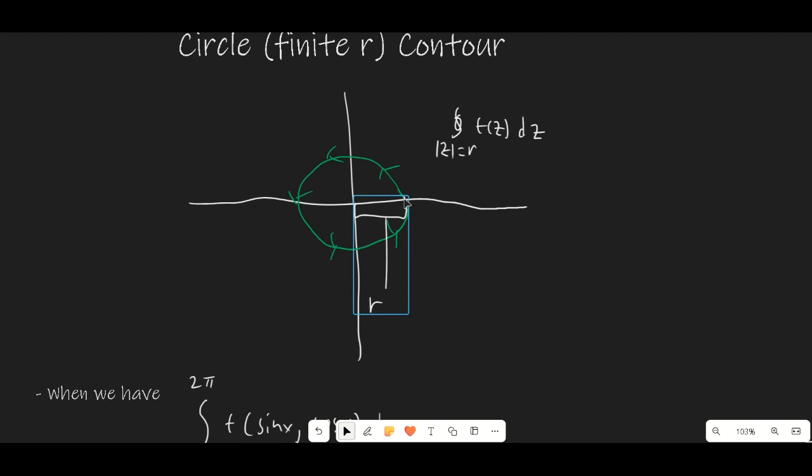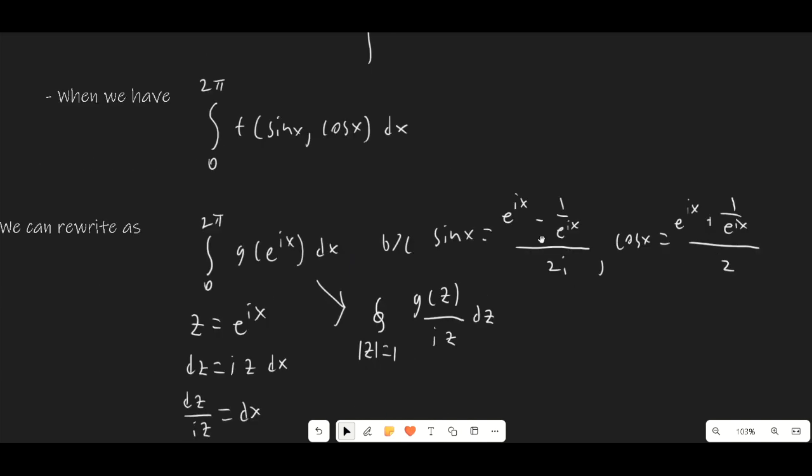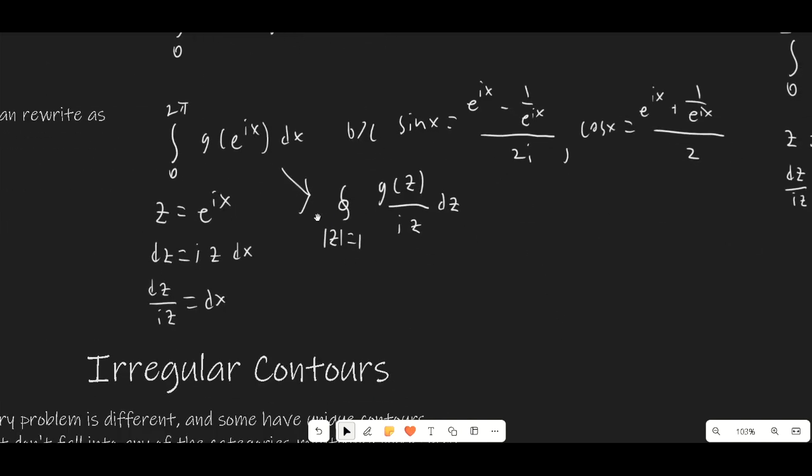It starts at theta equals 0, and then it goes around in a full circle right here in the counterclockwise direction, reaching theta equals 2 pi. And that is pretty much just the definition of a closed contour in the complex plane. So this means that it's actually equal to the contour integral over the modulus of z equals 1 of g of z over iz dz.